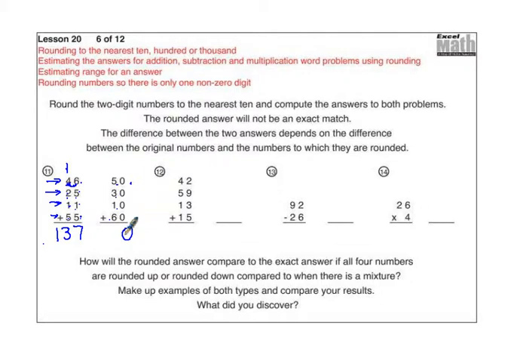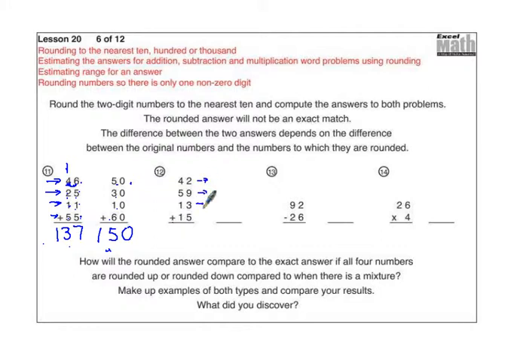And so we add up the zeros. 5 plus 3 is 8. 1 plus 6 is 7. 8 plus 7 is 15. So my estimation for this is 150. The real answer is 137. You can see that my answer is a little bit bigger than the actual answer, but it's not that far off. Okay, I want you to go ahead and try number 2 on your own.